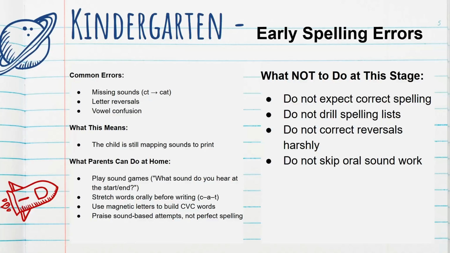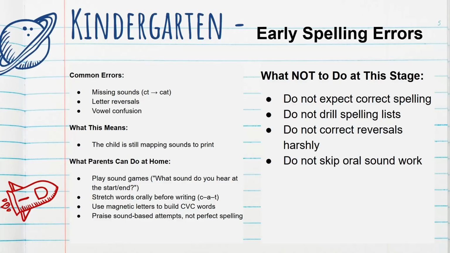All right, so here is more directed. So let's say in the kindergarten grades, these are known for early spelling errors. Some common errors are, oh yeah, they might miss the k or the t sound in isolation in the word cat. They are definitely going to have letter reversals. That's developmentally normal. They might confuse vowels because they're still learning the difference between a short vowel sound and a long vowel sound, or just in between, because a lot of time the A vowel and the O vowel sometimes sound similar. So all it means is that the child is still mapping sounds to print.